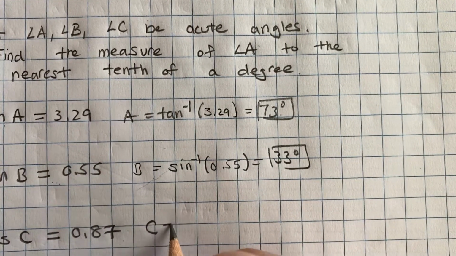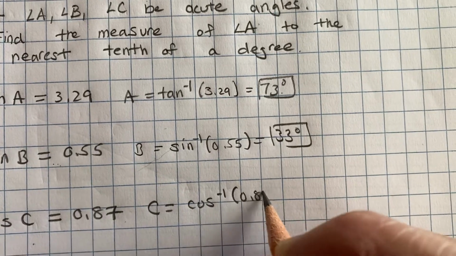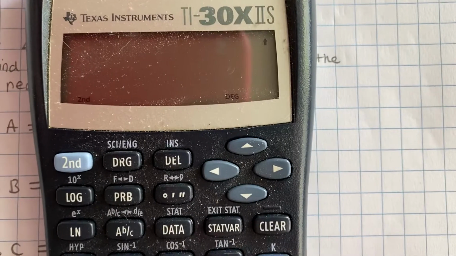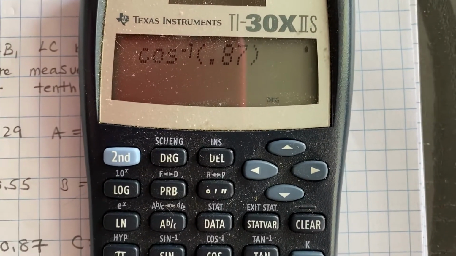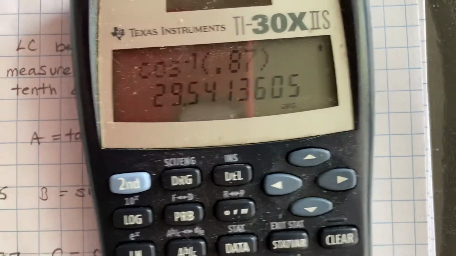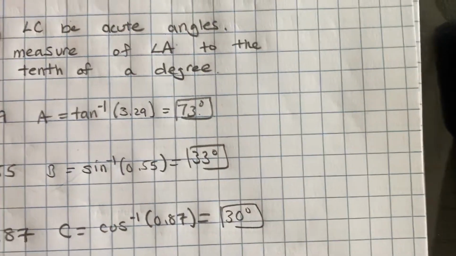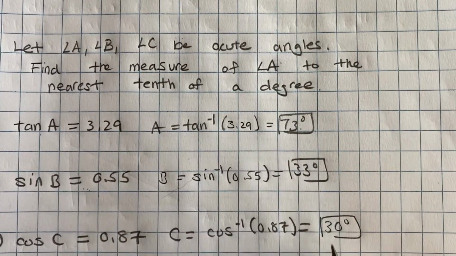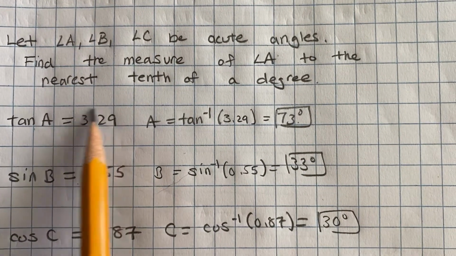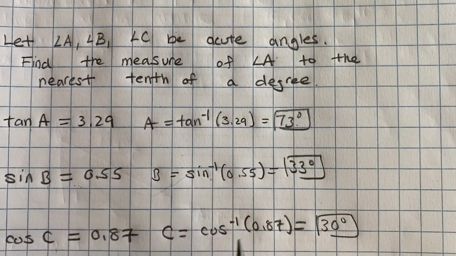And you can do the same thing for cosine as well. Okay, C is the cosine inverse of 0.87. And I'm going to hit second cosine inverse 0.87, which will give me 29.5 degrees. So if I round to the nearest degree, that's about 30 degrees. Okay, and that's how you figure out these specific angle measurements given the trig ratio here. To get A, B, and C by itself, you take the sine and cosine inverse.